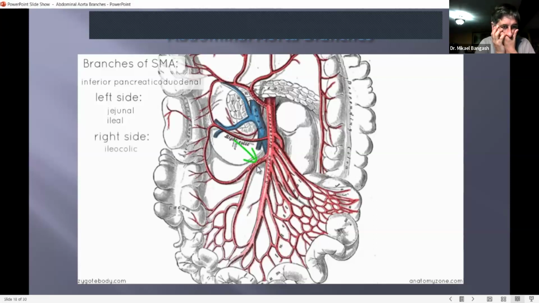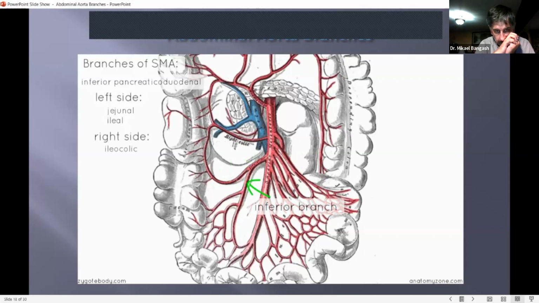So this is called the ileocolic artery, and this is the most distal branch of the SMA. And as you can see here, it has two branches. So the ileocolic branch splits into a superior branch and an inferior branch. The inferior branch is a bit more complicated because it has 4 branches.